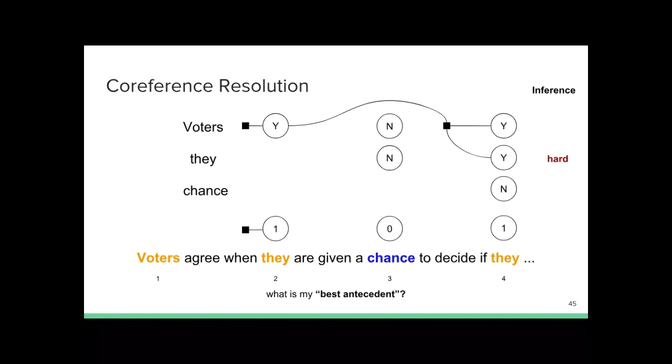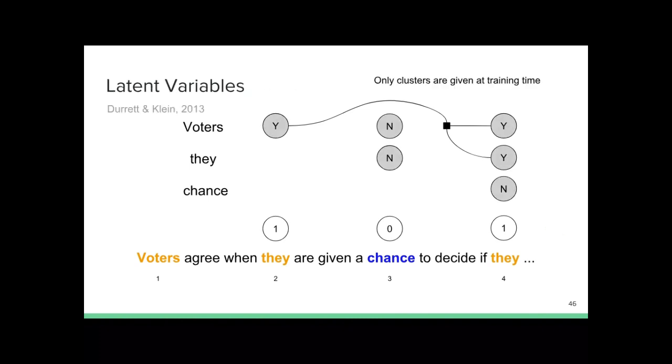Now, the problem is that my training data at training time is not about these best antecedents, it's about these pairwise links. So you have to do some kind of marginalization at training time to actually train this model efficiently. And that's the only complication here.